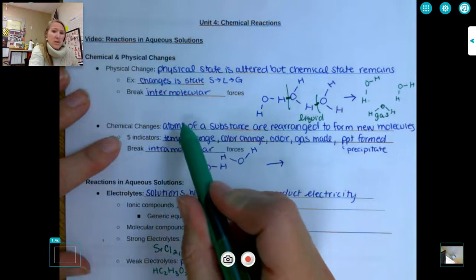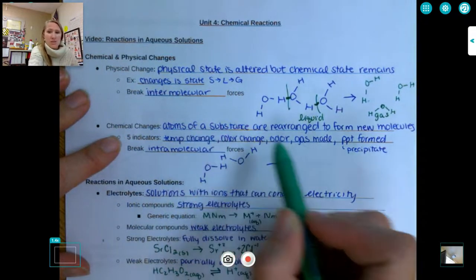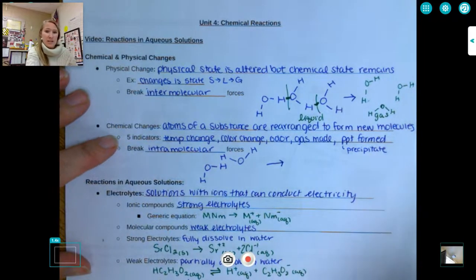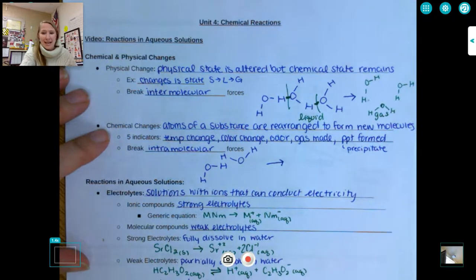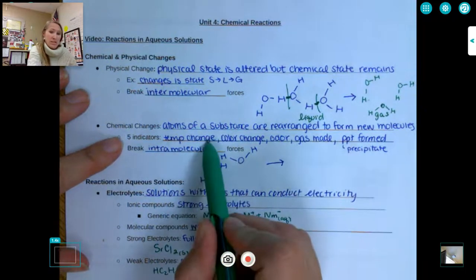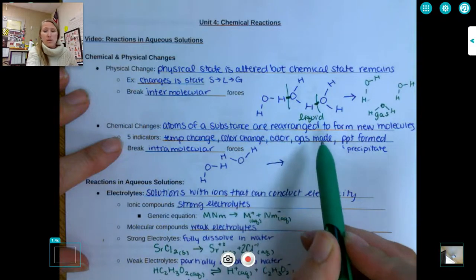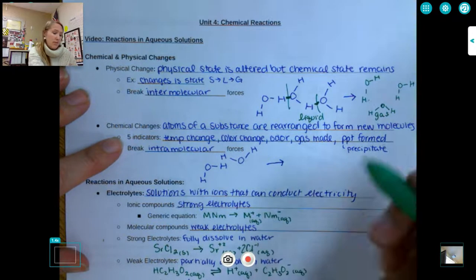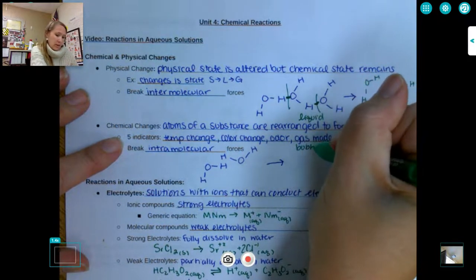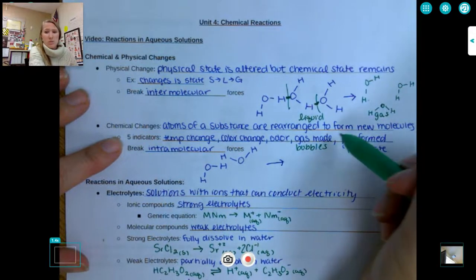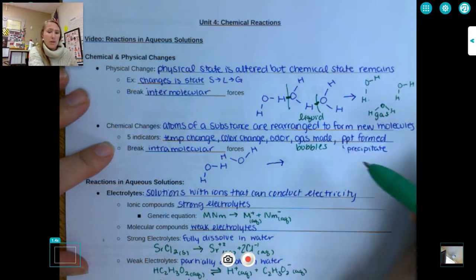Chemical changes are where atoms of the substance are rearranged to form new molecules. And there are 5 indicators of chemical change since we can't see atoms. Remember, it's changes in temperature, changes in color, making an odor, if we make a gas, we see bubbles, or if we form a solid, which is called a precipitate, which you'll see abbreviated as PPT for precipitate.